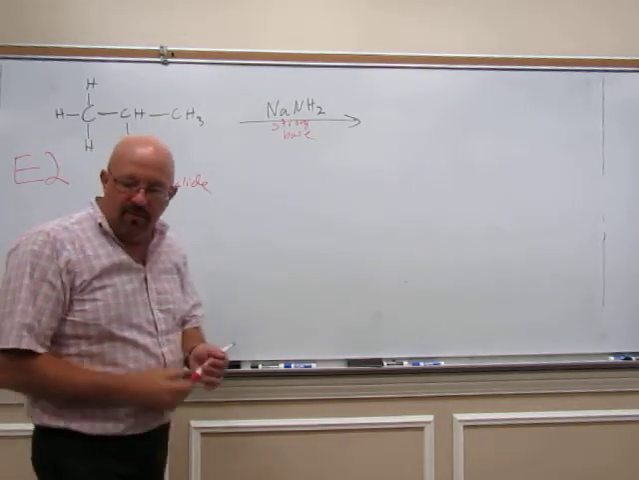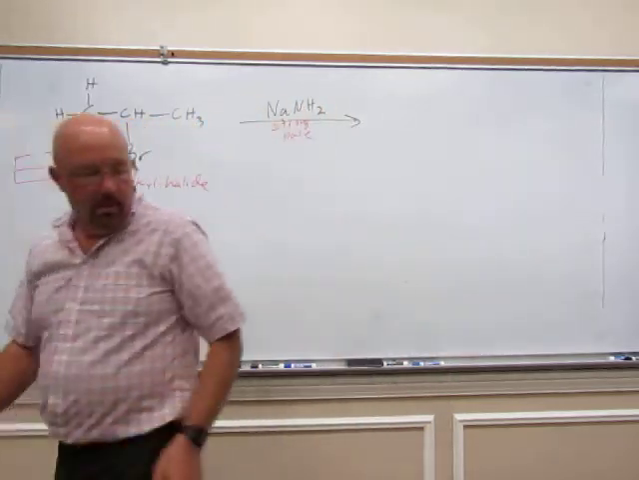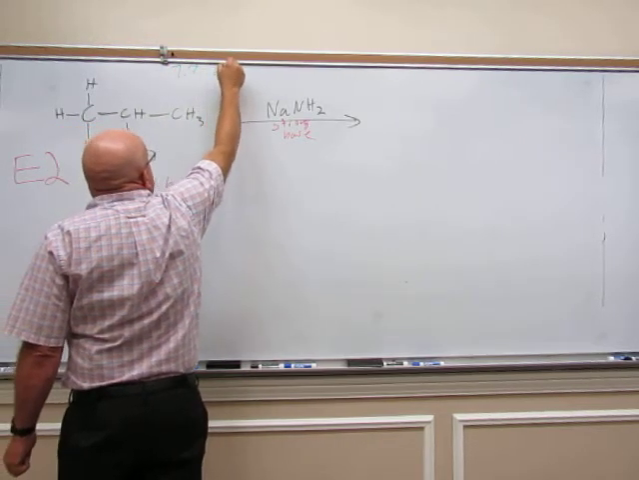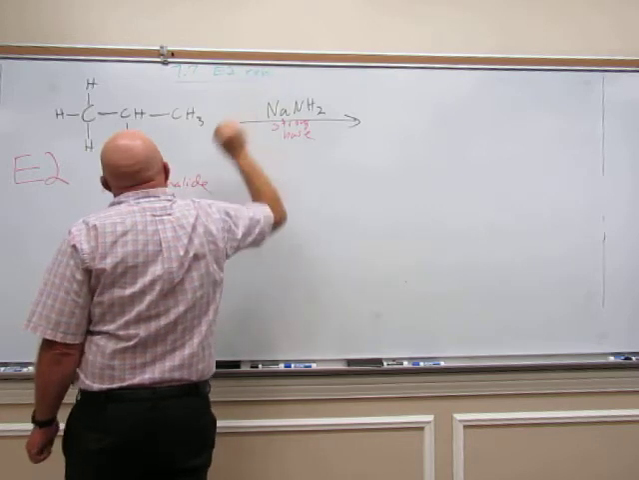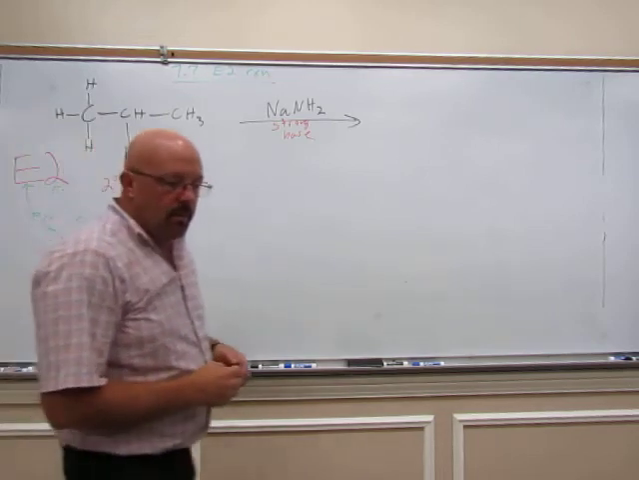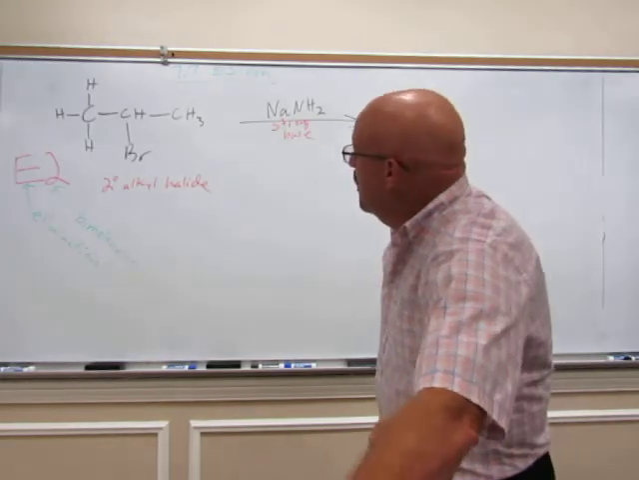Now, E2. We haven't seen the name E2 yet. What is E2? By the way, this is section 7. I forgot to write that up there. Section 7 is looking at the E2 reaction. E stands for elimination, and the 2 stands for bimolecular, just like the SN2. The 2 stood for bimolecular there as well. So an E2 is a bimolecular elimination reaction. Let's look at our mechanism.